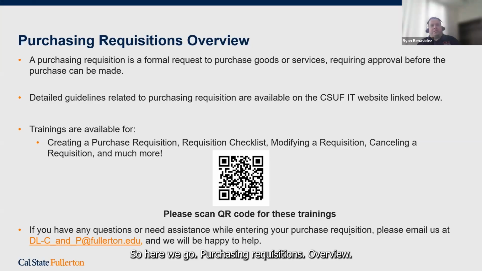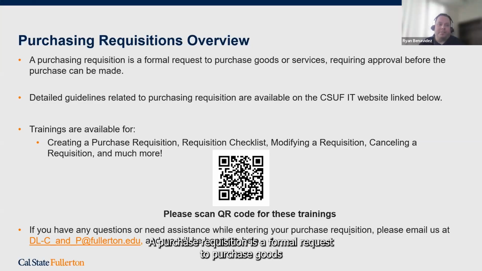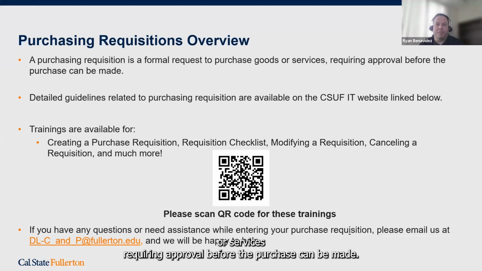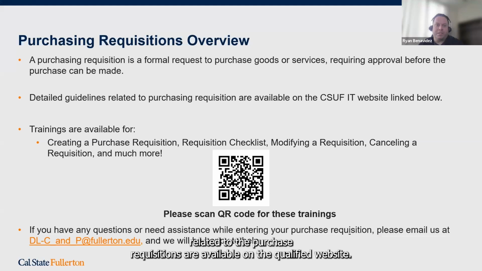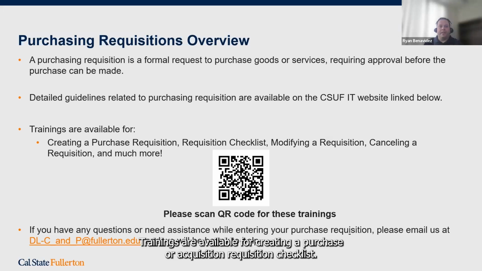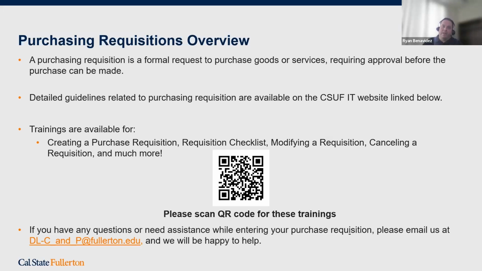So here we go. Purchasing requisitions overview. A purchase requisition is a formal request to purchase goods or services, requiring approval before the purchase can be made. Detailed guidelines related to the purchase requisitions are available on the CSUF IT website linked below. Trainings are available for creating a purchase requisition checklist, modifying a requisition, canceling a requisition, and much more. Included on this page is a QR code if you ever want to scan. This will take you to all these trainings mentioned.